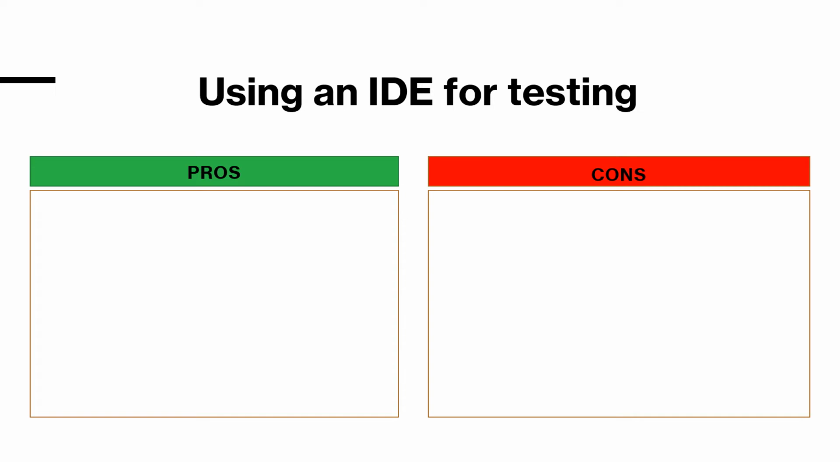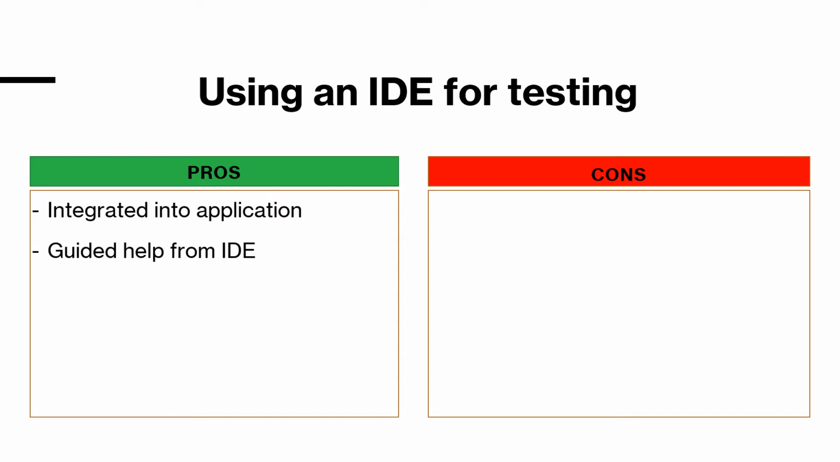Pros of an IDE for unit testing. It's integrated into the application. This will allow seamless transitions from writing tests to writing code to then running tests. There's guided help from the IDE. The IDE can offer suggestions when you write your tests, as well as additional tools to help debug any issues.